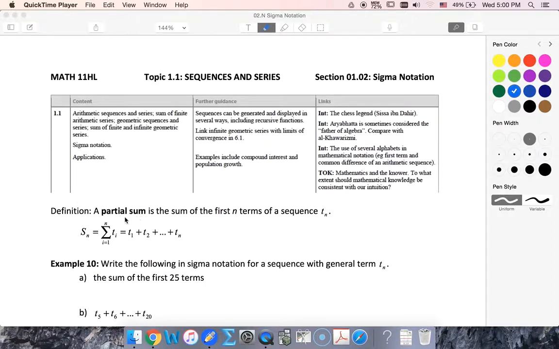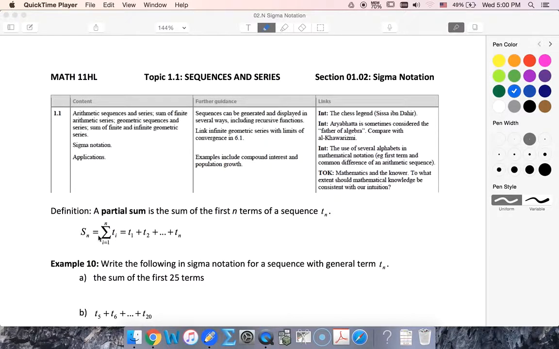So let's start with defining a partial sum. A partial sum means it's only part of a sum, it doesn't go to infinity. It's the sum of the first n terms of a sequence. So if each individual term is our t sub n, then we denote our partial sum using either a capital S sub n, or we can use sigma notation.